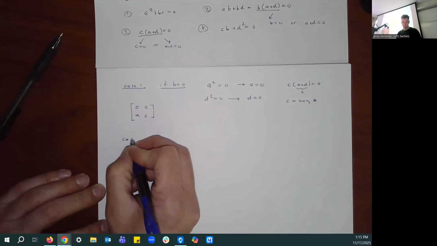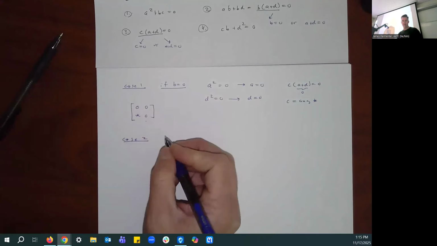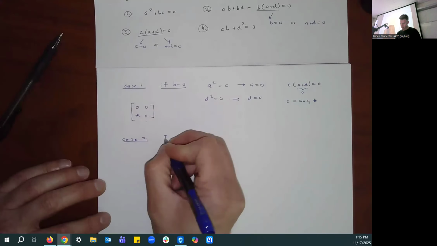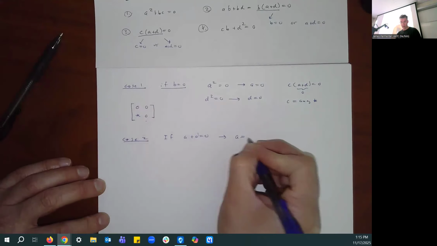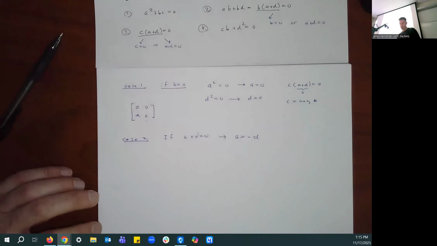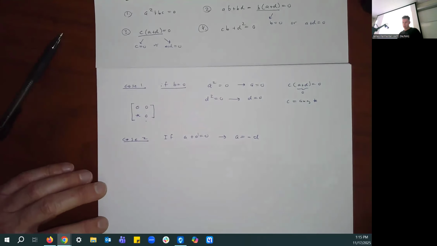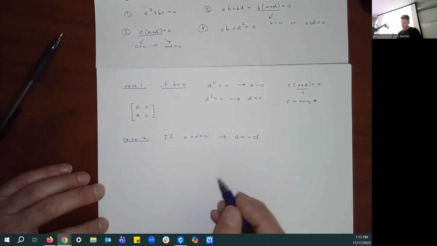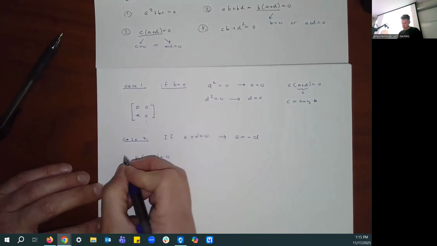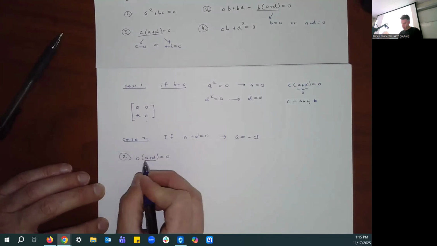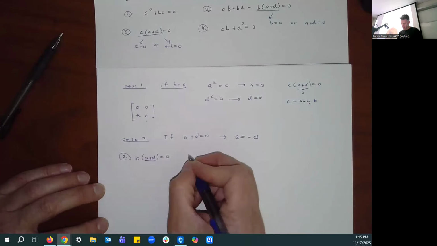So case 2, what about if A plus D is equal to 0? Or in other words, if A is equal to negative D. Well, let's look at our equations. From equation 2, we have that B times (A plus D) equals 0. So since this part's already equal to 0, B can be anything.